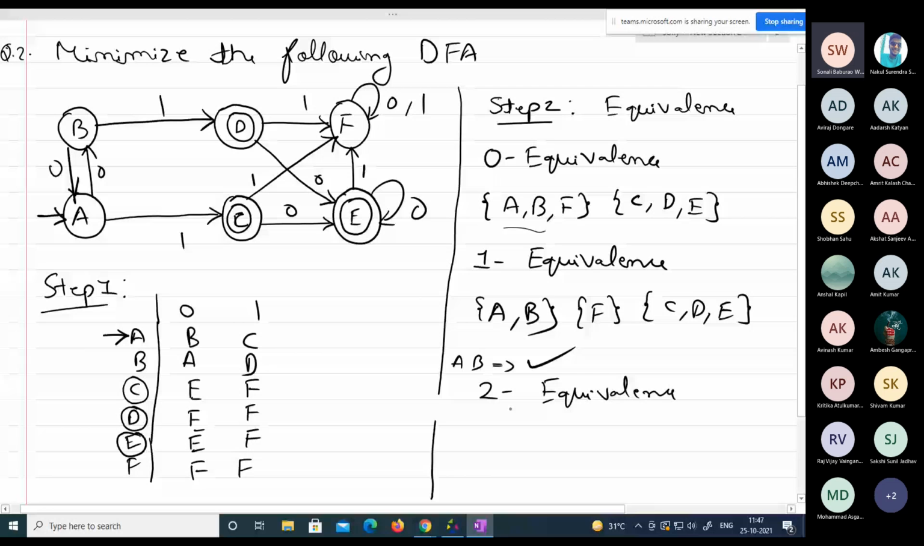Values for two equivalents, are they similar to one equivalence here? When you try to do this, it is giving me the same result, right? I'm having the pair AB and AB are already there in the same set. So I'll write AB as it is, and F is also there in an individual set, and CD are together. This is my two equivalents.